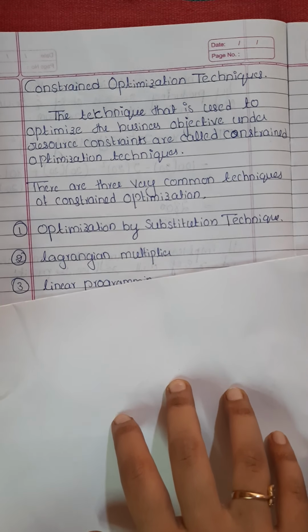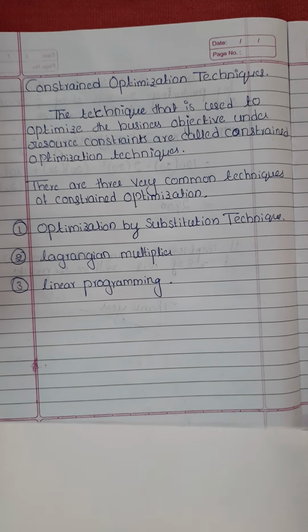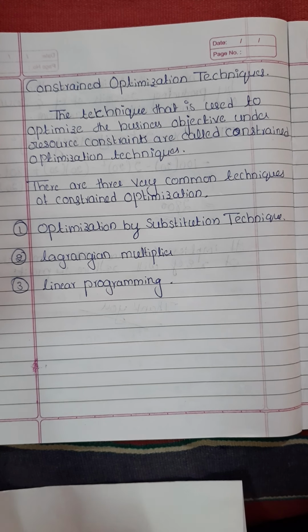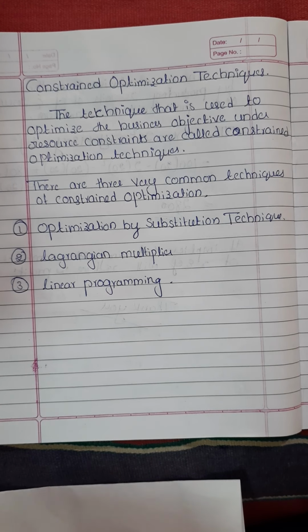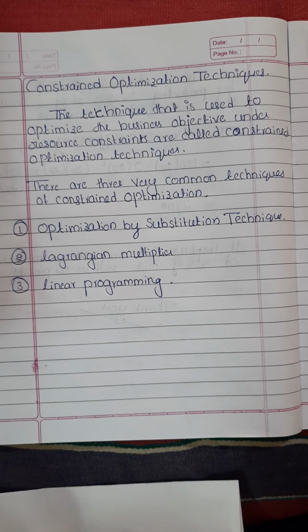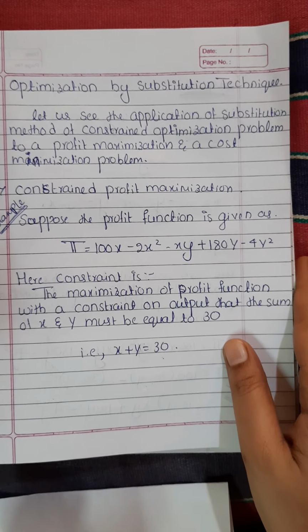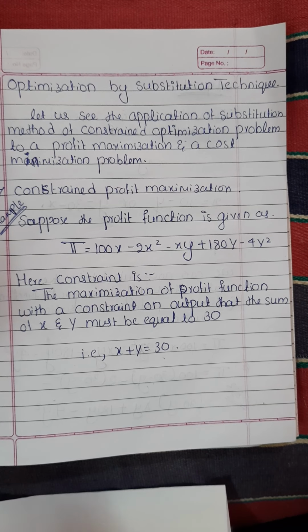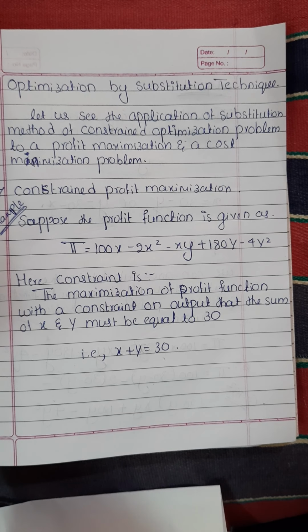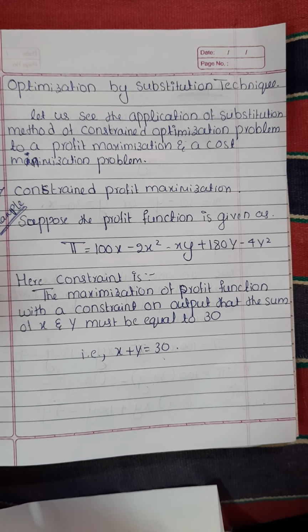There are three types of constraint optimization technique. First one is optimization by substitution technique. Second one is Lagrangian multiplier. Third one is linear programming. Now let us see the application of the substitution method of constraint optimization to profit maximization and cost minimization problems.